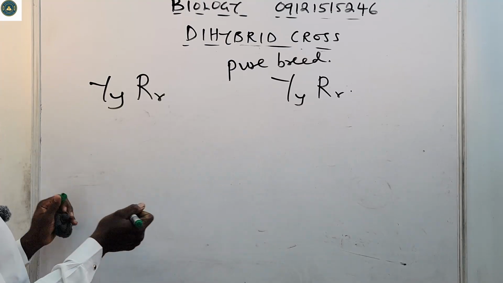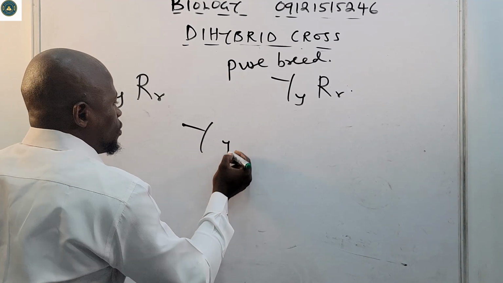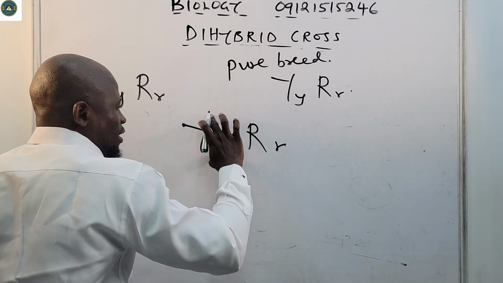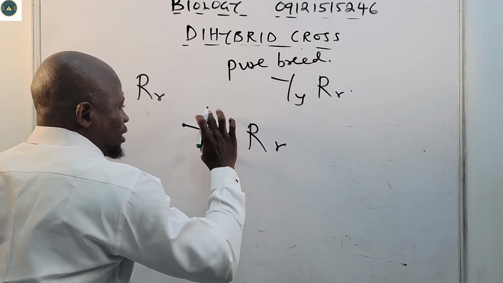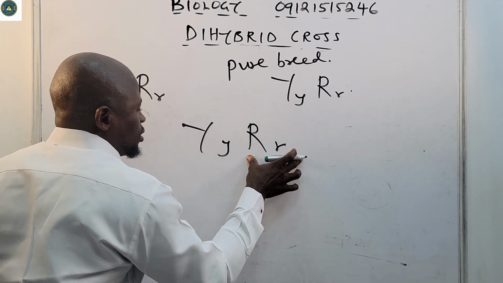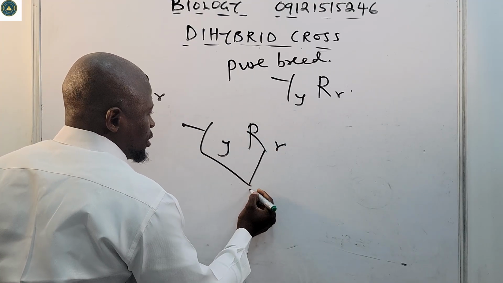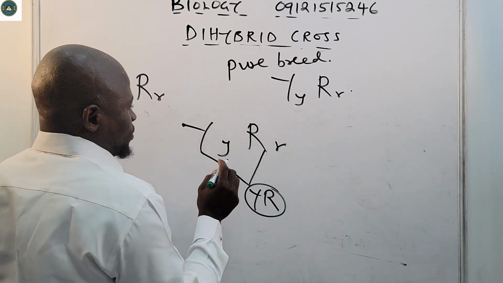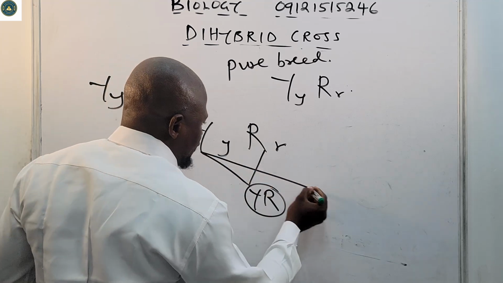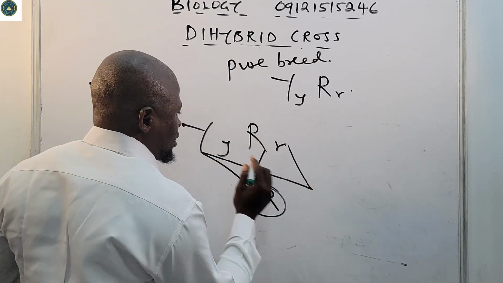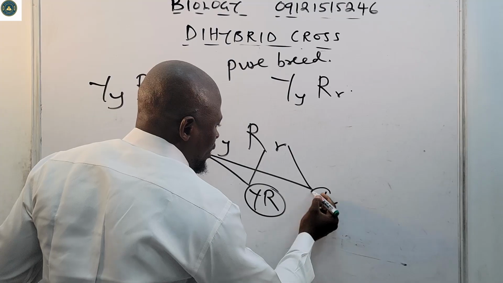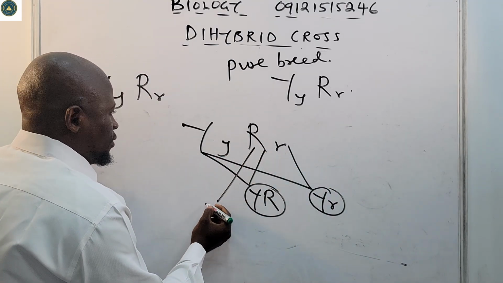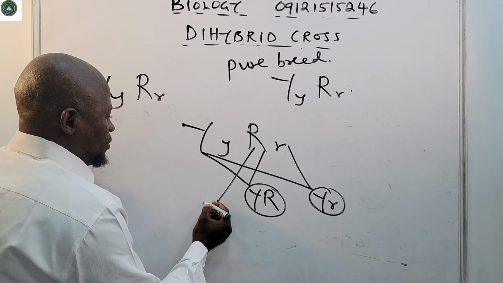To get your gametes, simply bring this one out, Y, then R. Then keep this one constant. I need to cross these ones. So keep this Y constant and use it to cross all of these. This will cross this, so I'm going to have capital letter Y and capital letter R, yellow and round. Then use this one also to cross this. I'm going to have capital letter Y and small letter r. Then use this small y to cross this again. You're going to have small letter what?